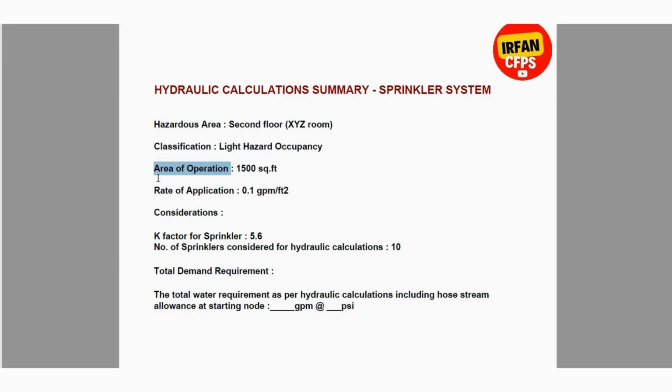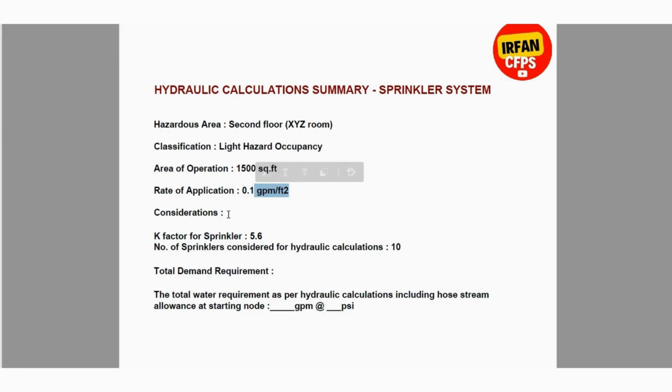The design area of operation for light hazard we already discussed in our earlier classes. It will be about 1500 square feet. The rate of application, or density, for light hazard is 0.1 GPM per square foot. Since we have taken light hazard occupancy as an example, we are entering those details here.